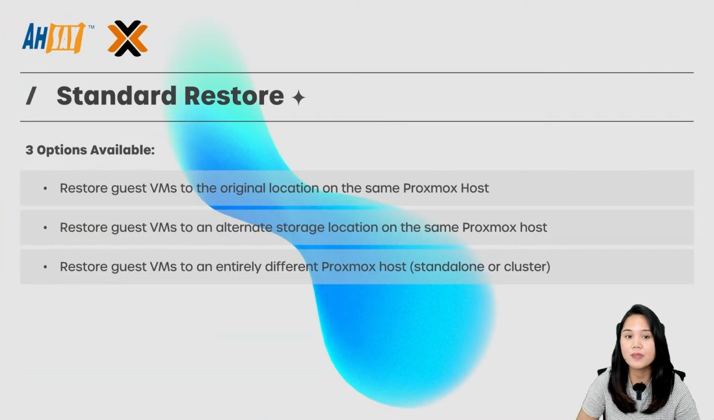So with Ahsay, you have three flexible ways to restore your guest VMs. One, back to the original location on the same Proxmox host. Two, to an alternate storage location on the same Proxmox host. And three, to an entirely different Proxmox server, whether standalone or part of a cluster. These options give you full control and flexibility, ensuring your VMs are restored exactly where you need them.